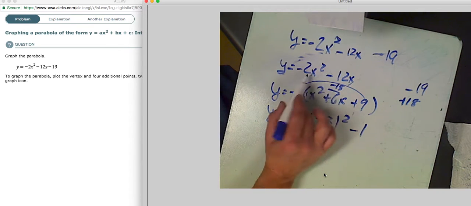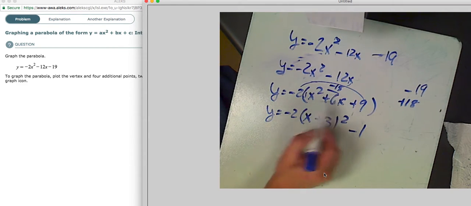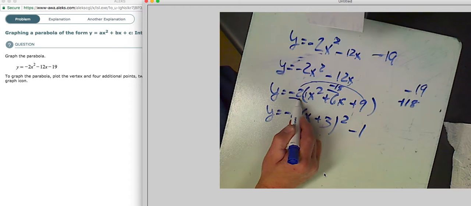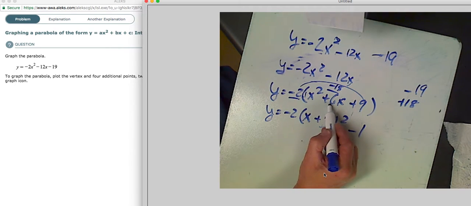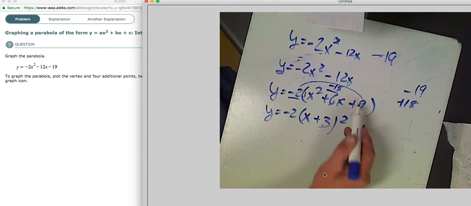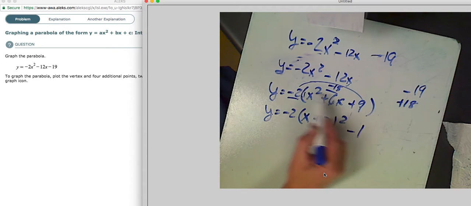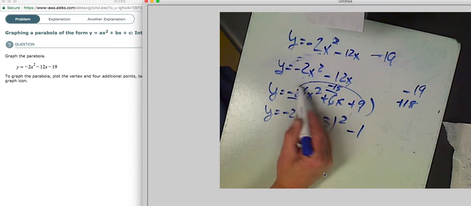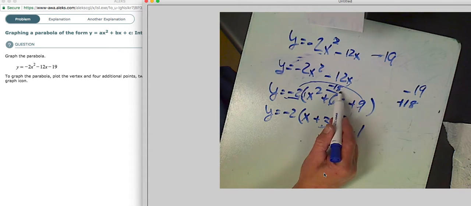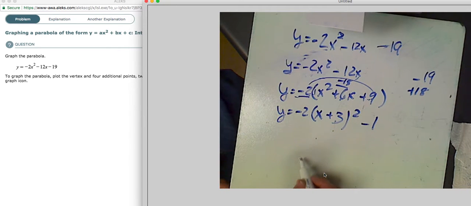Once again, what I did is I scooted this guy over, focused on these two terms, and factored out my A term. Then I took half of my B term, squared it, and added it there. But then I have to realize that I actually added this times that, so I need to add the opposite over here. So now my vertex is at -3, -1.